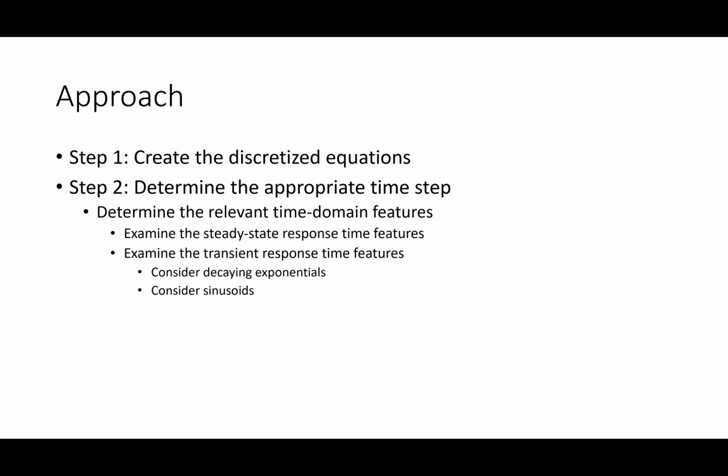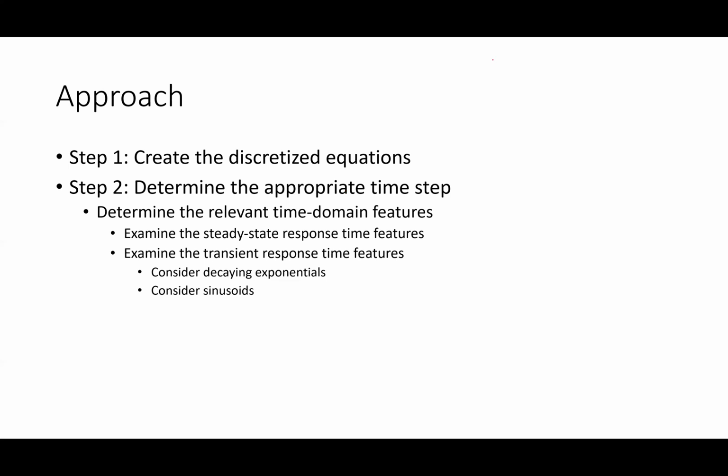Okay. So our approach with this is going to be two steps. First, I have to create the discretized equations. If it's second order, there's going to be two of them. Then I have to figure out the appropriate time step. What I'm writing out here is that to figure out the time step, the critical thing is the relevant time domain features.